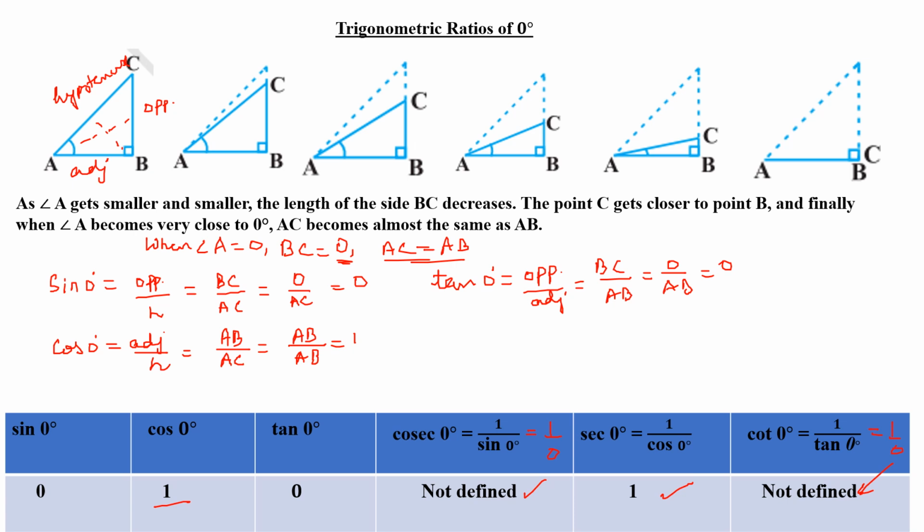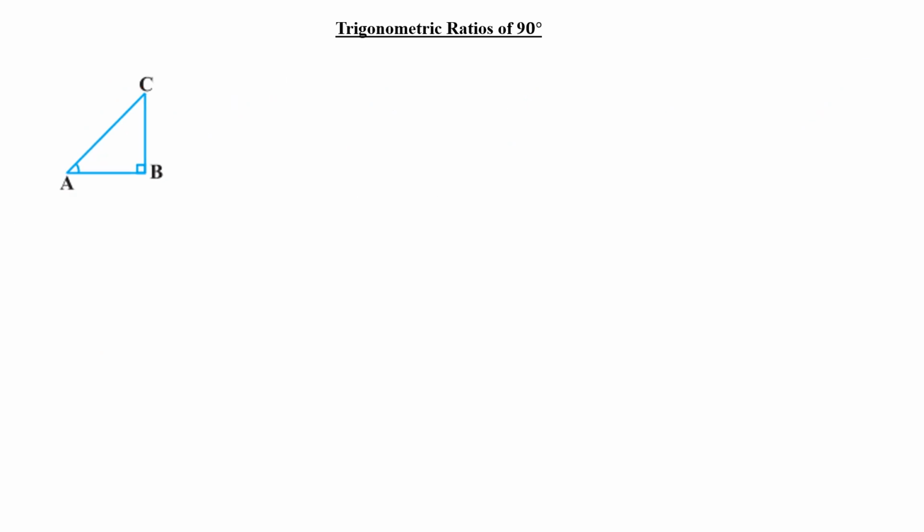Now last, I am going to do the trigonometric ratios of 90 degree. So again, I have taken a right angle triangle ABC. Here one of the angles is 90 degree. Now you have to find the trigonometric ratios of 90 degree.